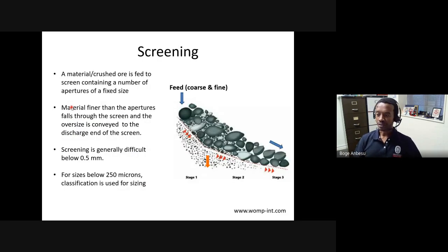Because we know screens work well for coarse particles. At fine particle size, the efficiency of screens is very poor because you would need very fine apertures, very fine openings on the screen. And when you're trying to operate the screen at that fine particle size, you blind them very quickly and the efficiency is very poor. So that's why classifiers are preferred when it comes to fine particle sizes.